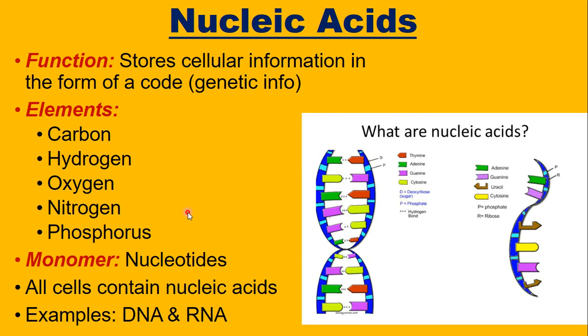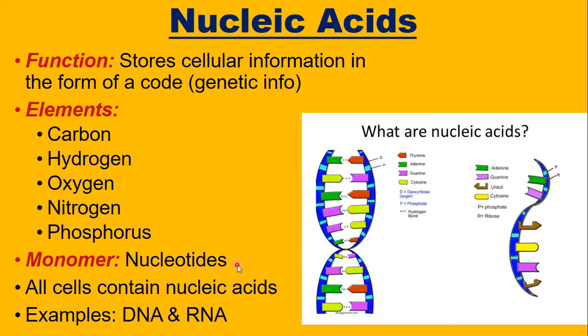One way I can remember the elements is if you remember how I have done them: carbohydrate, lipid, proteins, nucleic acids. I learned this from another video on YouTube from another group, and I'll link it in the description below. But it's CHO, CHON, CHONP. So that's how you can remember the elements. The monomer for nucleic acid is nucleotide.